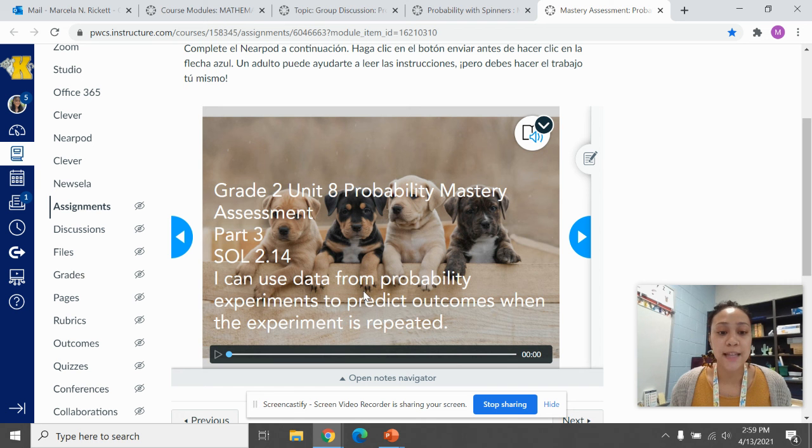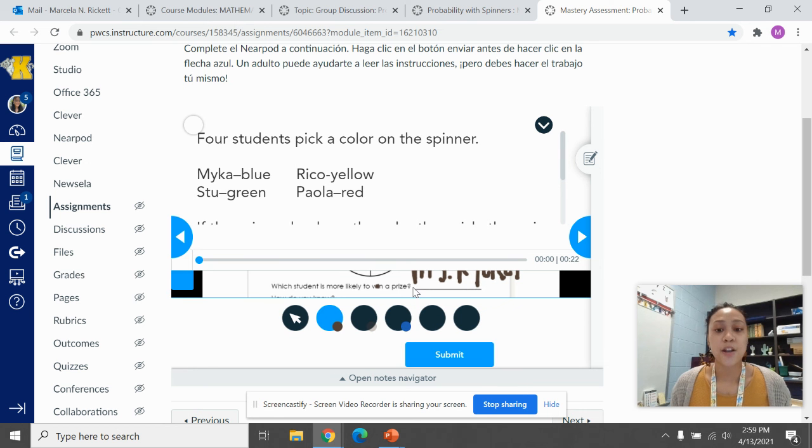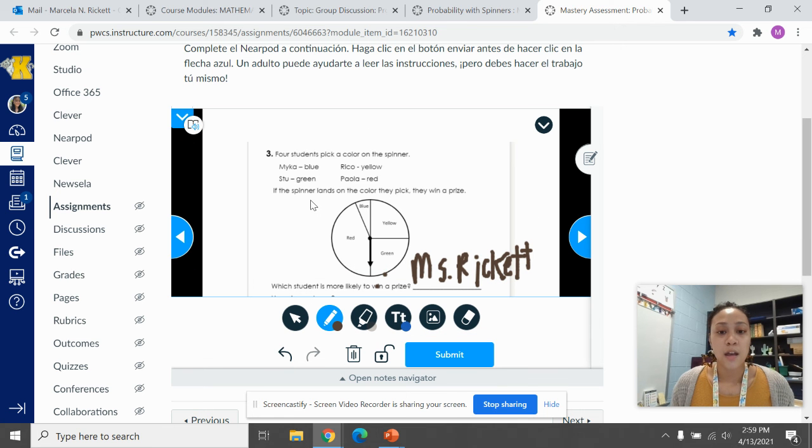Then you're going to read the SOL objective. I can use data from probability experiments to predict outcomes when the experiment is repeated. Then you're going to look at your assignment here. 4 students pick a color on a spinner. Micah picked blue, Stu picked green, Rico picked yellow, and Paola picked red. If the spinner lands on the color they pick, they win a prize. Which student is more likely to win a prize?